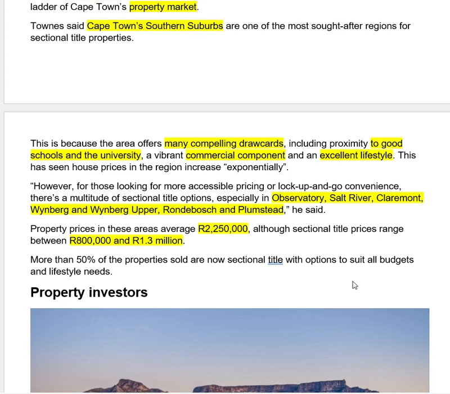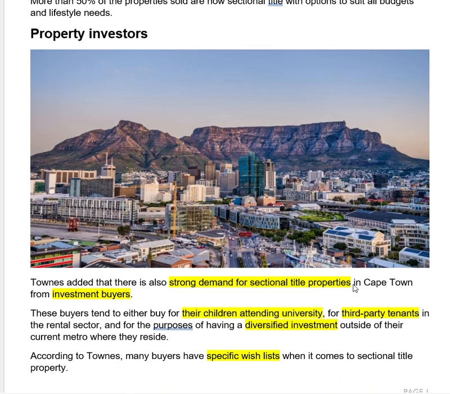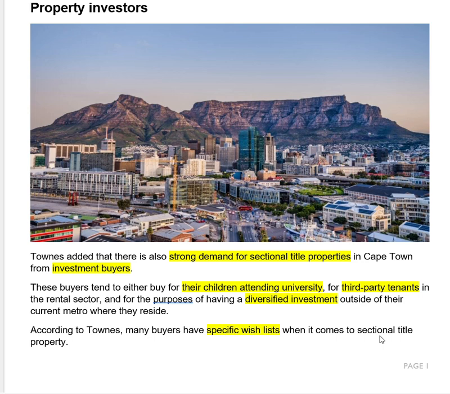Then let's look at property investors in Cape Town in terms of sectional title. There's a strong demand for sectional title properties from investment buyers, and also from people that are not investment buyers, meaning you are buying to stay, right? So what are the things that you need to look at when you're buying?